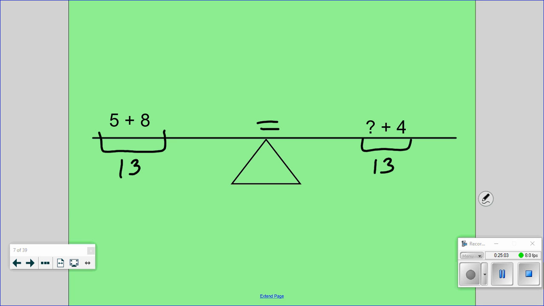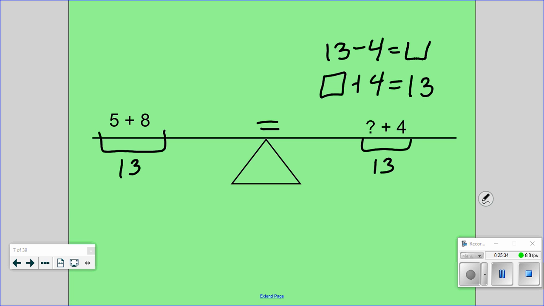I like to rewrite my equations. It makes it a little easier for me to see. It says box plus 4 is equal to 13. I might rewrite that as a subtraction problem. My whole is 13. I subtract my part, and I'm left with box. That might be an easier problem for me to solve. All I'm doing is just putting it in a slightly different order.